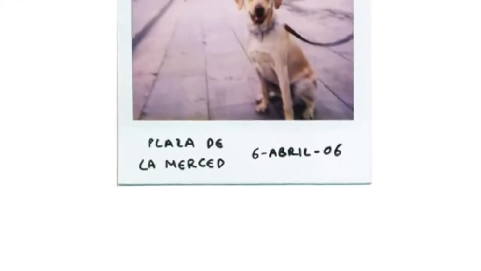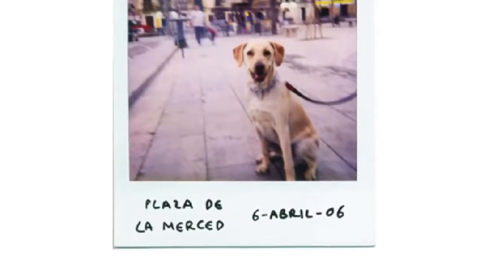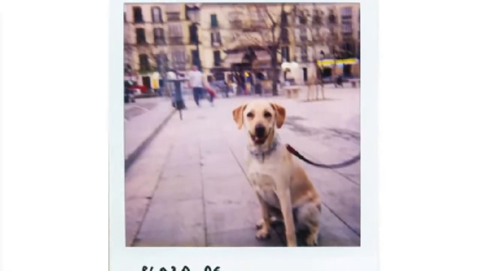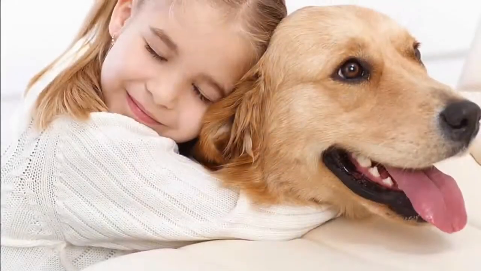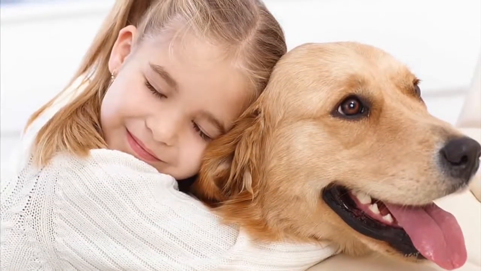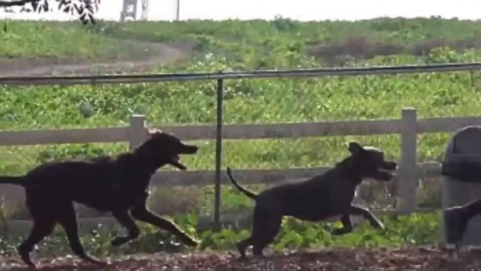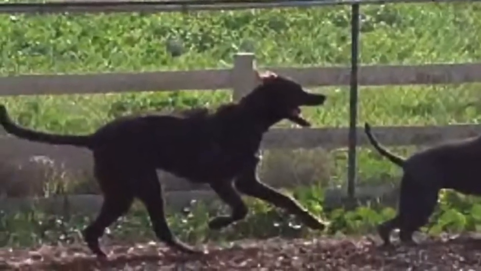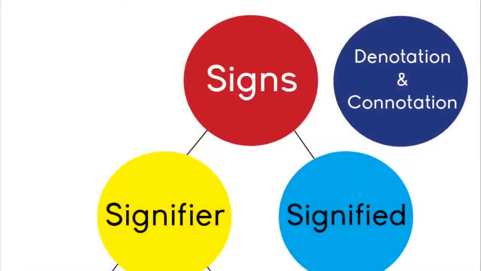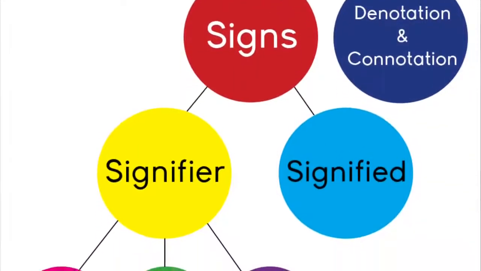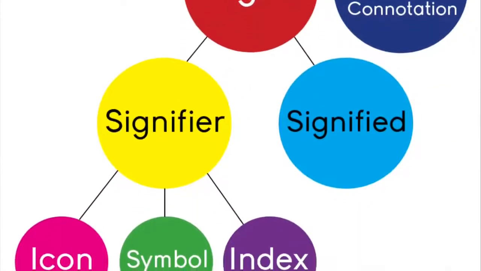For example, if I show a group of people this photo of a dog, to one person it may invoke a happy memory of a much-loved pet, while another person may be remembering being chased by a dog and possibly feeling scared. Now that we've gone over the key terms of semiotics, let's analyze a few images.